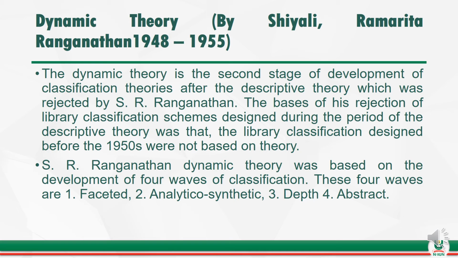Ranganathan's dynamic theory was based on the development of four ways of classification. The first is the faceted classification. Ranganathan believed that any facet of a subject should have five categories, and these categories include personality, matter, energy, space, and time.